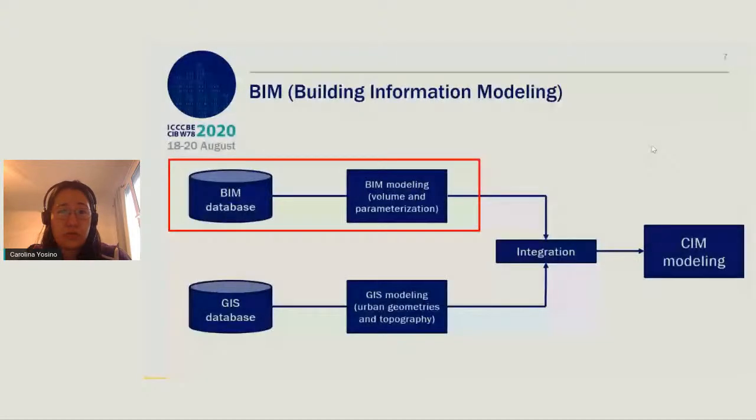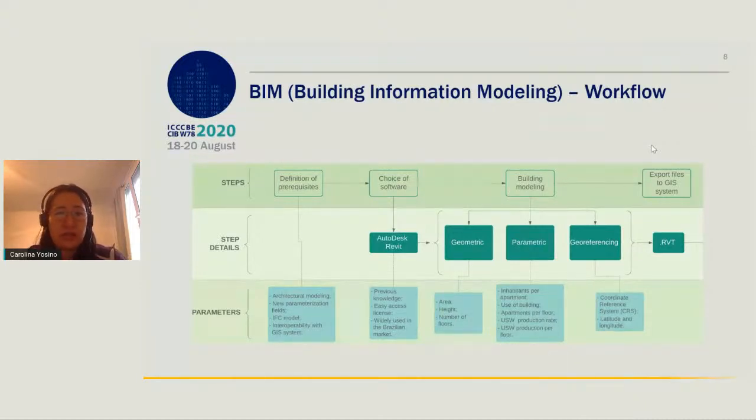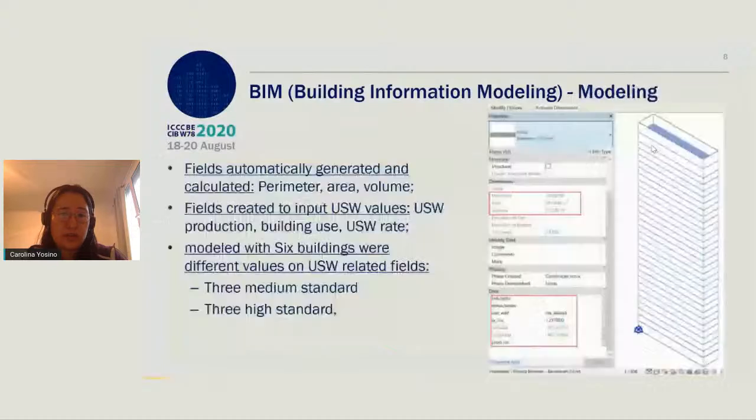So now I will explain about the methodology of this research. Basically, the developed CIM modeling was divided into three main parts: BIM modeling, GIS modeling, and their integration to create the CIM modeling. Now I will start with the BIM process. The BIM process can be divided into four main steps. The first one, define the BIM requirements. The second, choose the BIM software. The third, build the model based on volume, parameters, and reference properties. And last, export the model to the GIS file system.